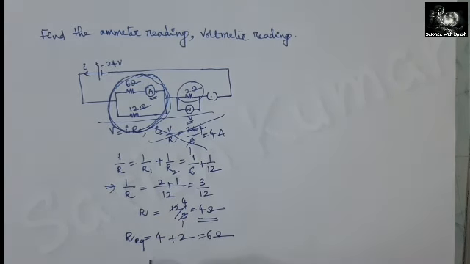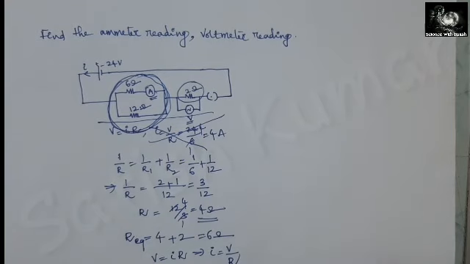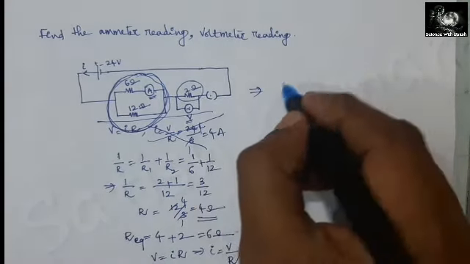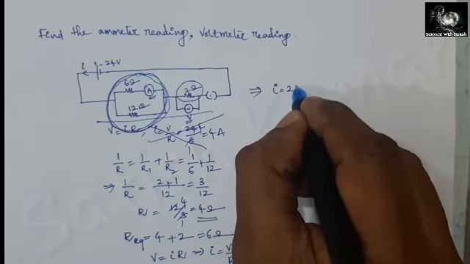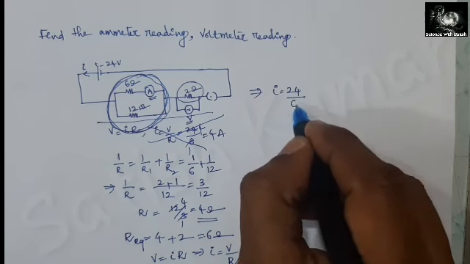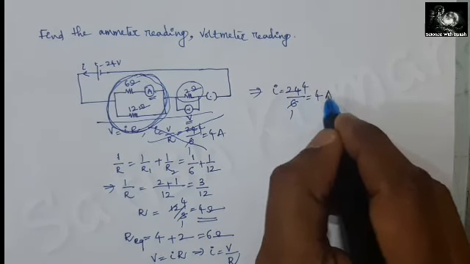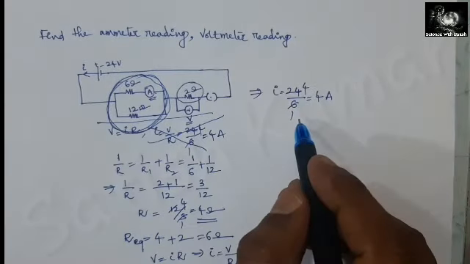Now, the current in the circuit is given by Ohm's law as I is equal to V by R, which implies I is equal to 24 by R. The resultant resistance is 6, and 6 fours are 24, so 4 amps. So, 4 amps is the current in the circuit.